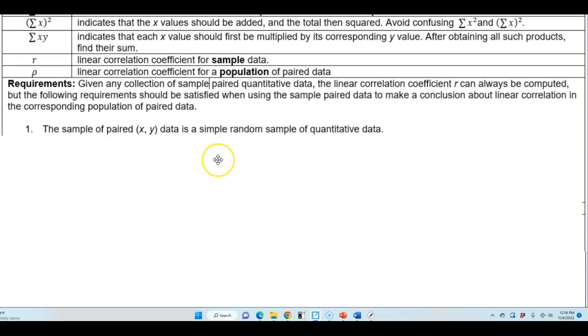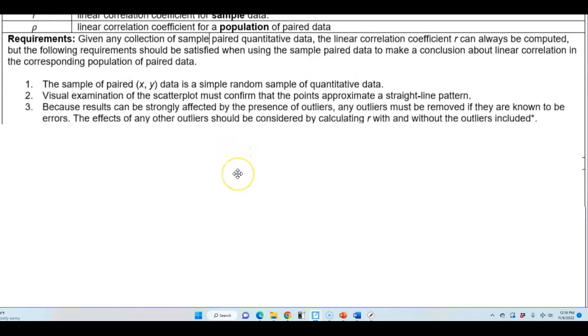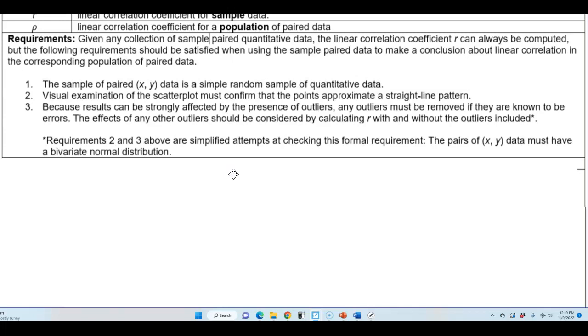Number 1, the sample of paired data, xy data, is a simple random sample of quantitative data. Number 2, visual examination of the scatter plot must confirm that the points approximate a straight line pattern. Number 3, because results can be strongly affected by the presence of outliers, any outliers must be removed if they are known to be errors. The effects of any other outliers should be considered by calculating R with and without the outliers included. Now, requirements 2 and 3 above are simplified attempts at checking this formal requirement: the pairs of xy data must have a bivariate normal distribution.